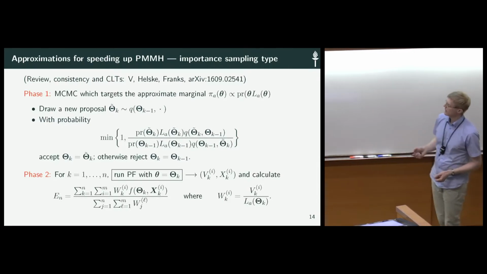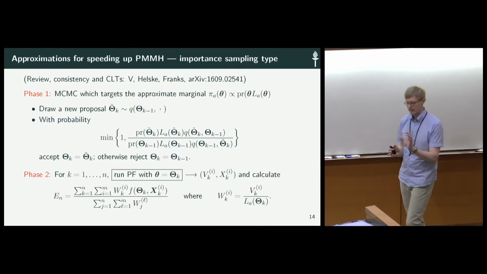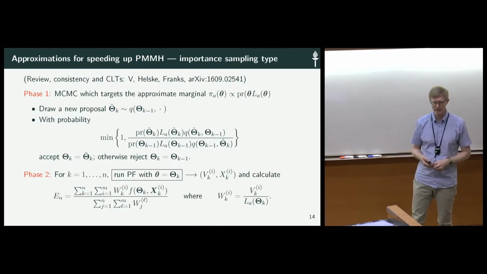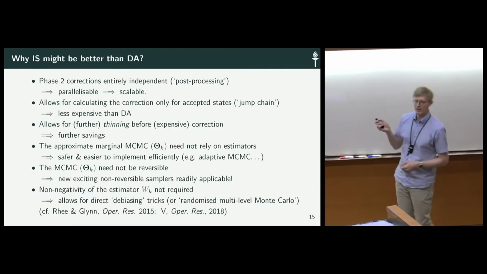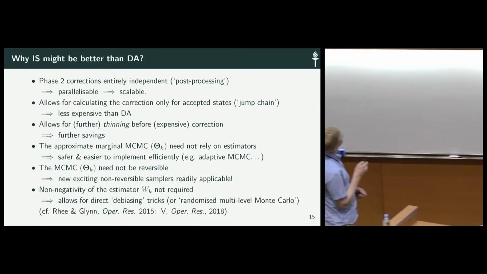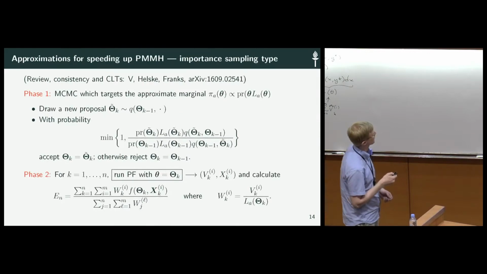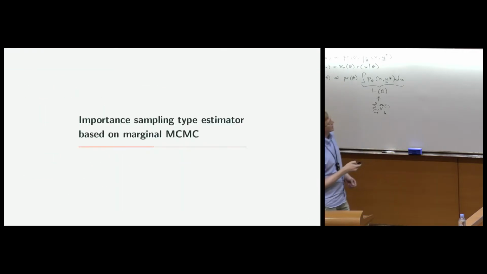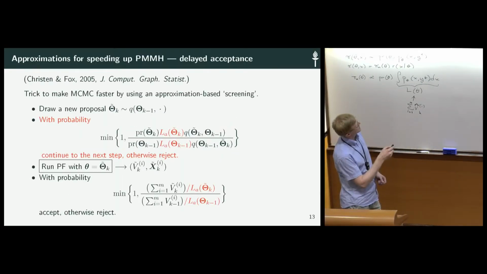Well, there is no single reason, and no single reason that you should always apply this, but there are actually kind of six reasons why you might be tempted. So the first one is that you can do parallel computing. This phase 2 here, this for loop here, is entirely parallel. You run those particle filters independently. In contrast with the delayed acceptance, where this is a Markov chain, so you always have to run the PF if you ended up in the second phase before going there, right?